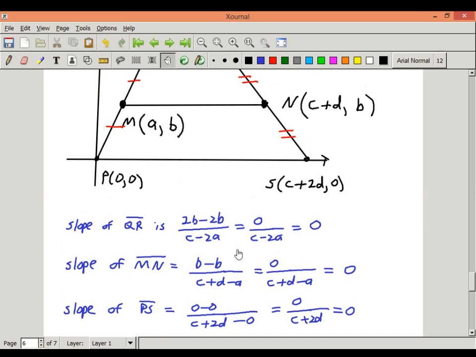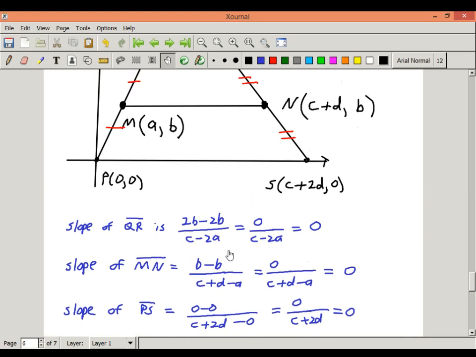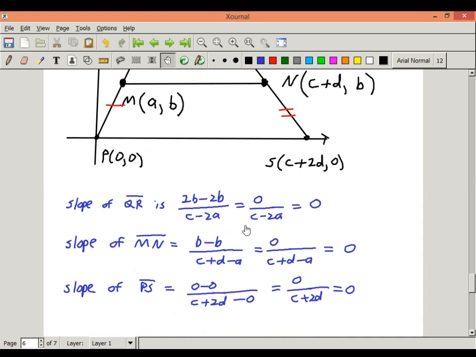Now we'll do the slope of the bottom side of the trapezoid. So again, the slope formula, subtract the y, so 0 minus 0, that's the top of the fraction. Subtract the x's, c plus 2d minus 0, that's on the bottom of the fraction. That resolves to 0 over c plus 2d, which resolves to 0.